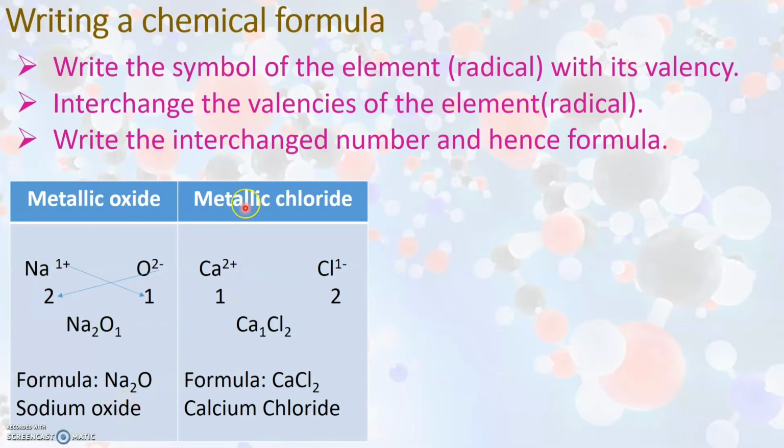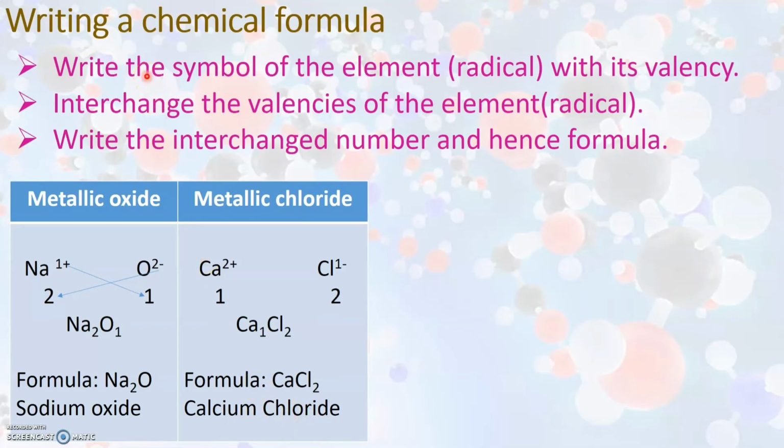Likewise, let us see how to derive the chemical formula of metallic chloride. Just like metallic oxide, when there is a combination of a metal along with that of chlorine, it forms a metallic chloride. An example here is calcium chloride. Calcium, which is a metal, combines with chlorine in order to form the compound calcium chloride. Now let us see how to derive the chemical formula of calcium chloride.